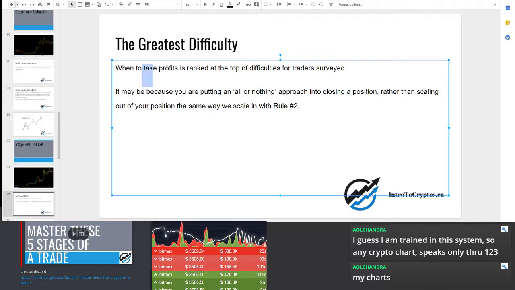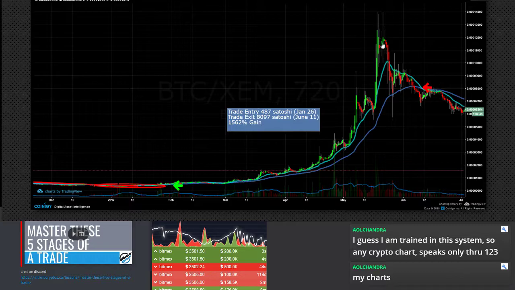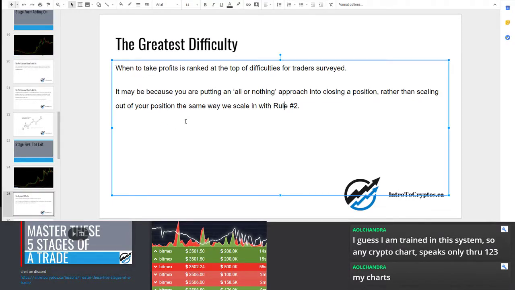So it may be that taking profits is ranked as one of the top difficulties for traders because we are all thinking about an all or nothing approach to closing the position. If it does this, then I close my position, rather than thinking about scaling out of the position the same way we scale in with rule number 2. So instead of thinking of just selling everything as soon as the prices come up to the top, sell a small part of that and then look for the second part after the moving averages cross over. And again, we're looking at the 12-hour bars, so it happens a little bit later than it would be on the 4-hour bars.